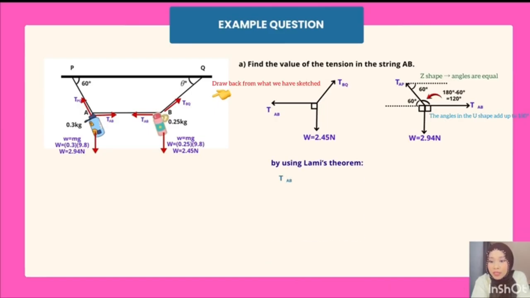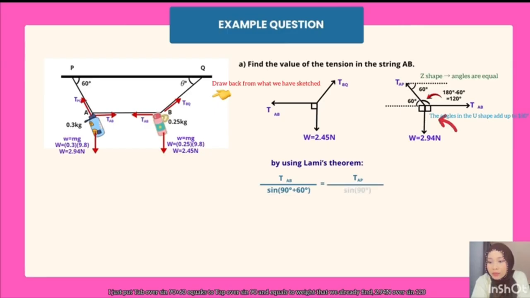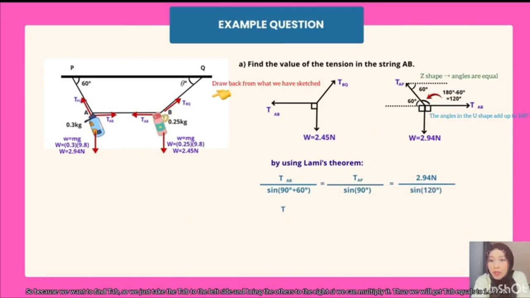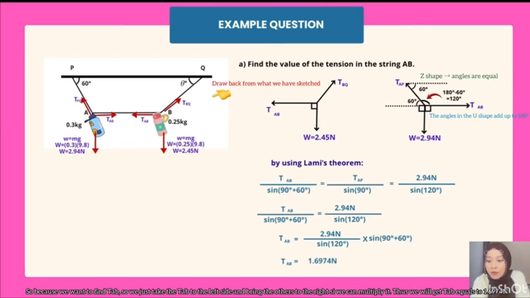So I just put TAB over sine 90 plus 60 equals TAP over sine 90, and the weight we already have found, 2.94 over sine 120. Because we want to find TAB, we take TAB over sine 90 plus 60 equals the one that is already filled with information. So we take the TAB on the left and the other one to the right and multiply it. And so we will get TAB equals 1.6974 Newton.